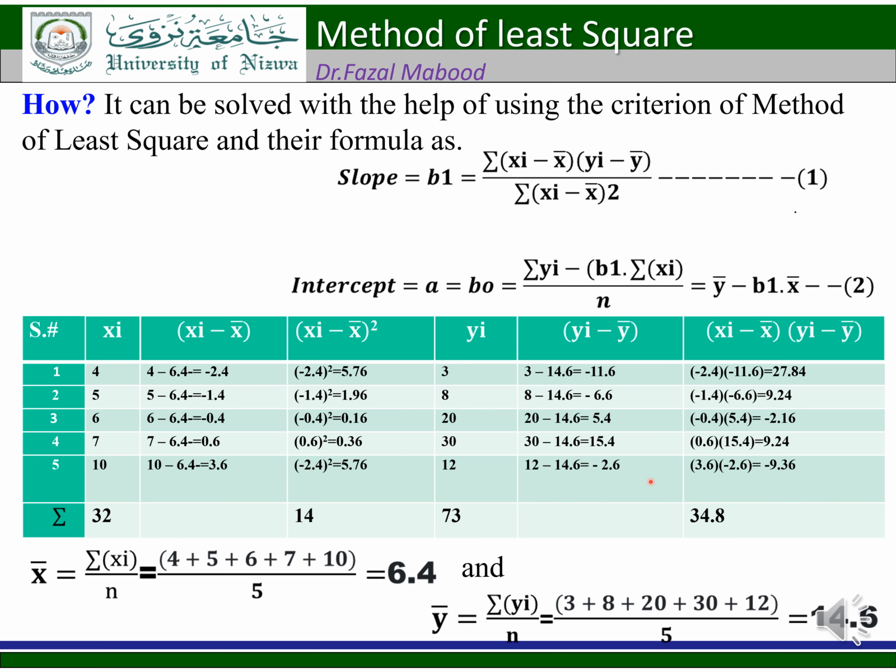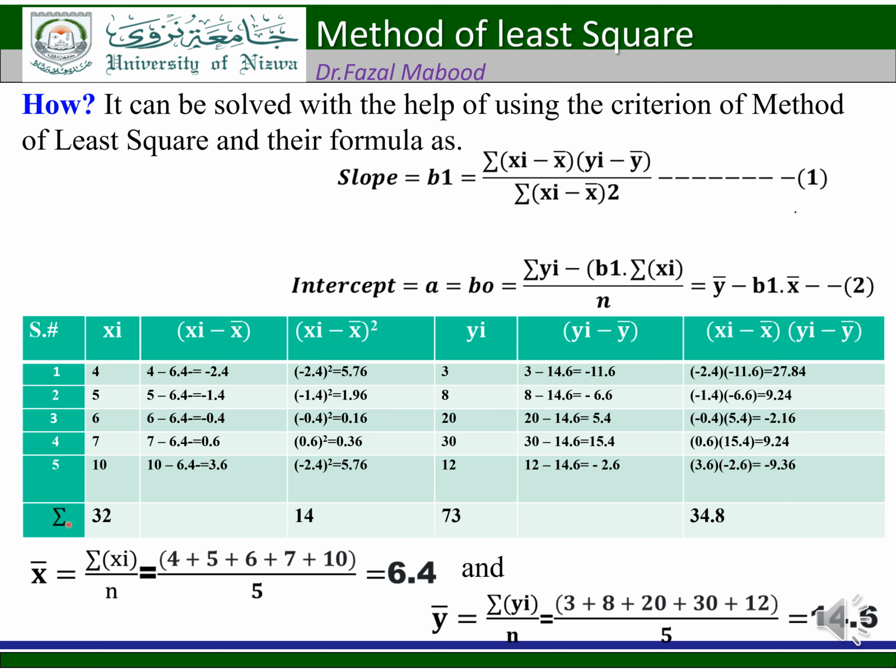y variable. And in this term you can see the product of the deviation from the x and the deviation from the y. Here is the product of the deviation for x1 and the deviation for y1, which is equal to 27.84. Similarly for the second variable it is 69.24, and so on.